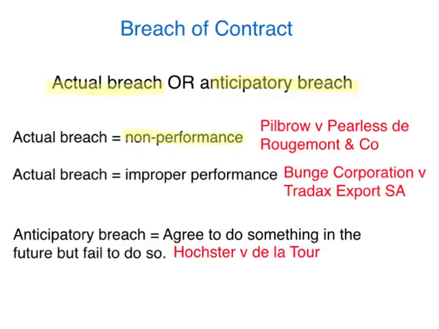And the key case to illustrate this is Pilbrow and Peerless de Rougemont & Co. And in this example, a man arranged to see a solicitor for some legal advice, but when he arrived at the solicitor's office, his case wasn't actually heard by a solicitor, but by somebody else employed at the office. Now, when he refused to pay his bill because he hadn't seen the solicitor that he wanted, they tried to sue him for the money, and the court agreed that they hadn't performed what they were supposed to do.